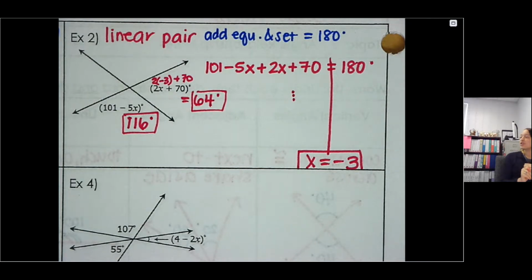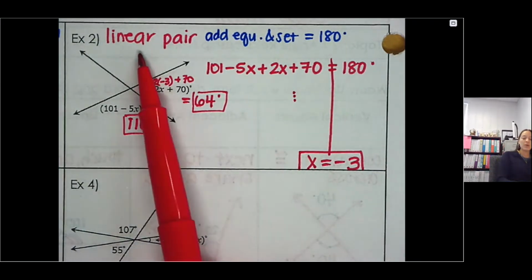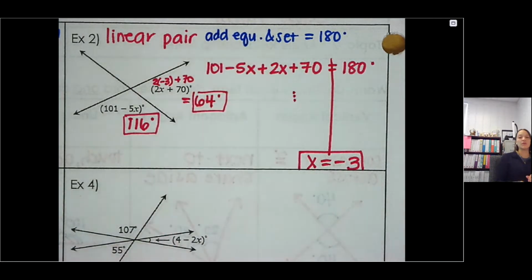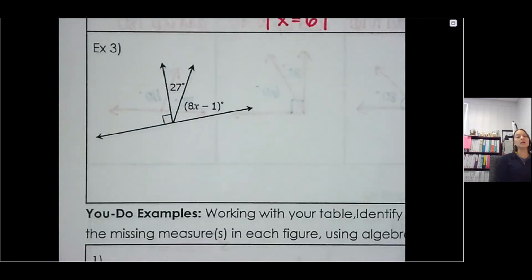All right. Questions? Are we okay there? Thumbs up, thumbs down. Okay. So vertical angles, we set them equal to each other. Linear pair, we add our equations and set them equal to 180. Example 3.